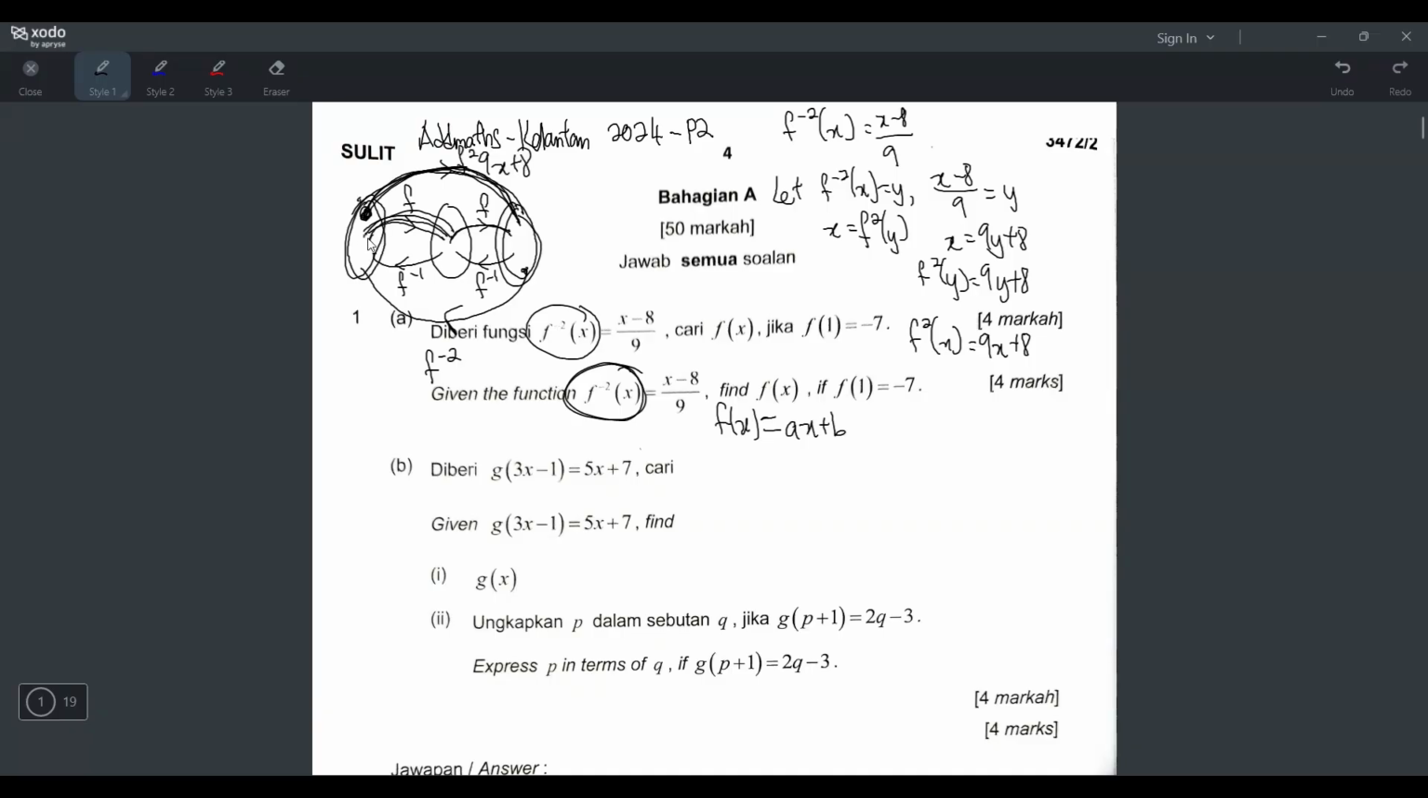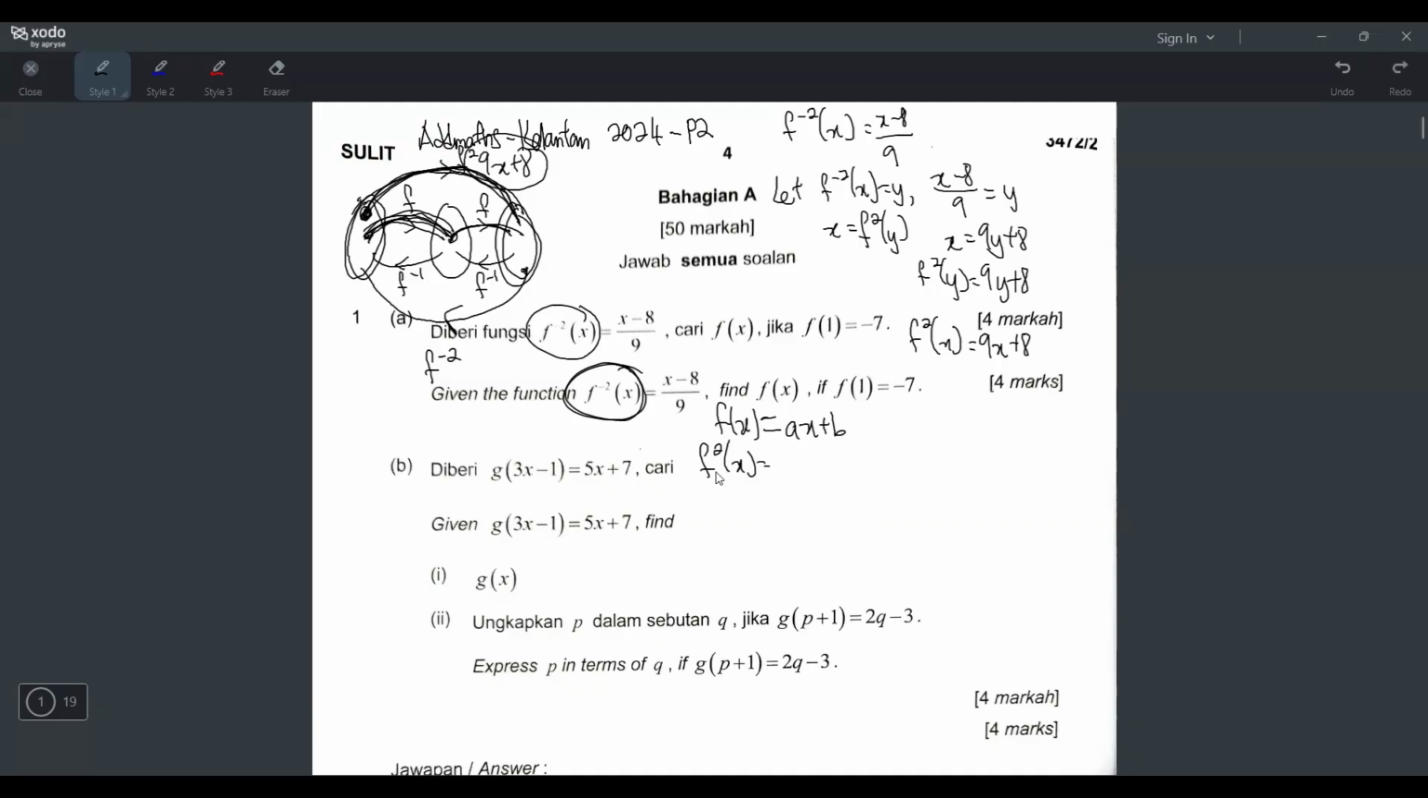You know why, right? Because if here to here I have to time something, tambah something, and then here also time something, tambah something, then only it's possible for the fx to be 9x plus 8, right? And the way we do it is we find our f power 2x from here, and then we compare to get our a and b. Okay, this is how I will do it.